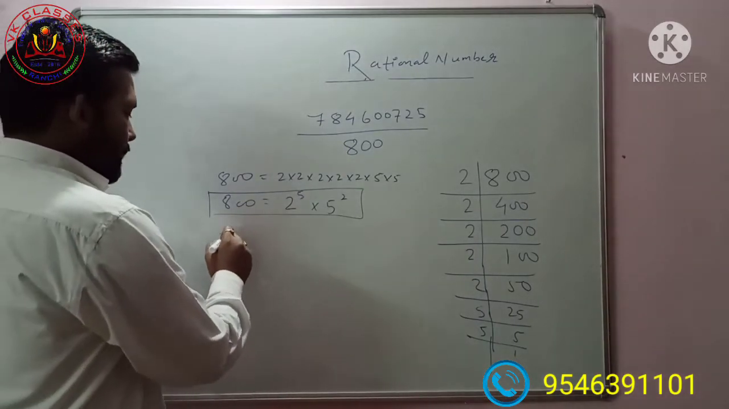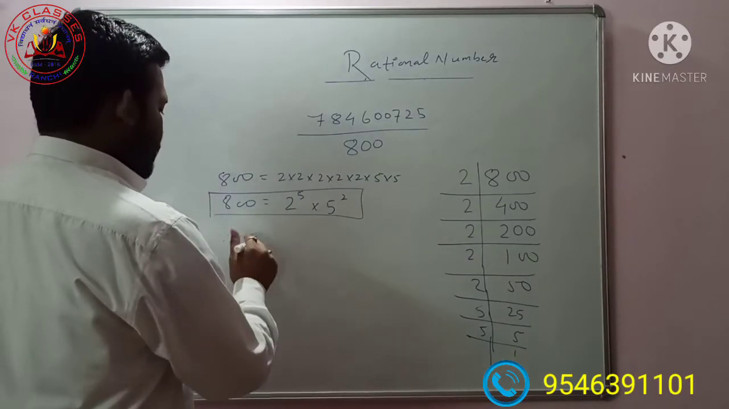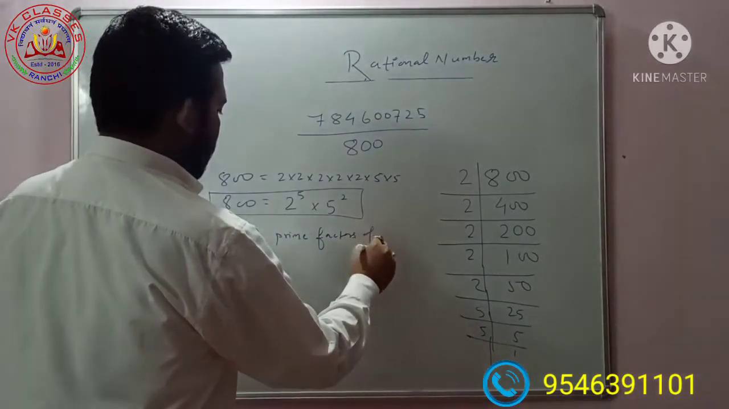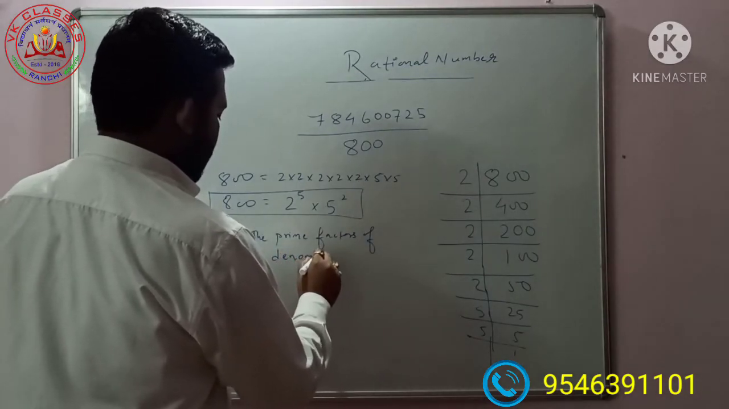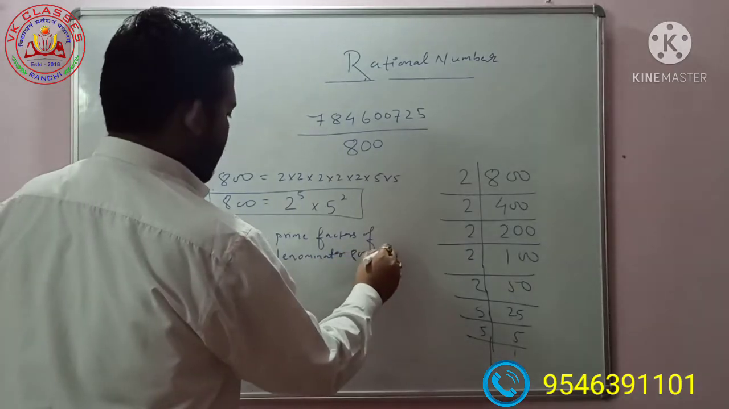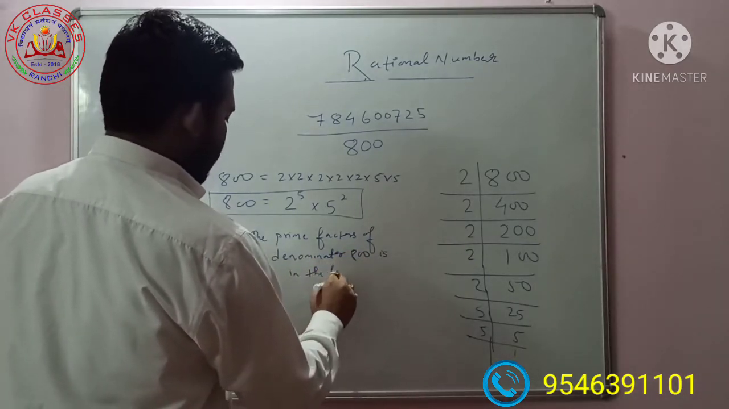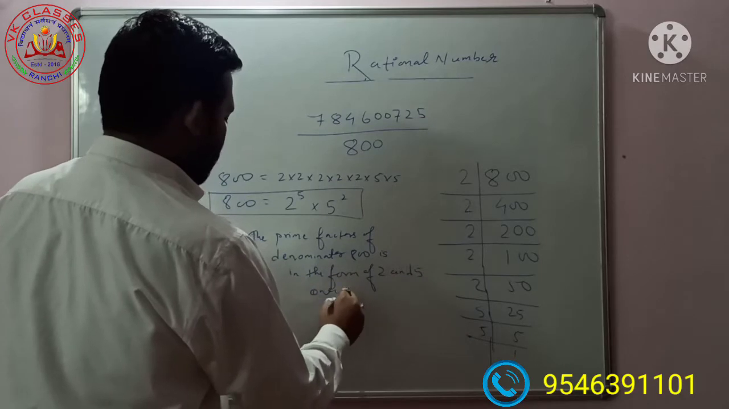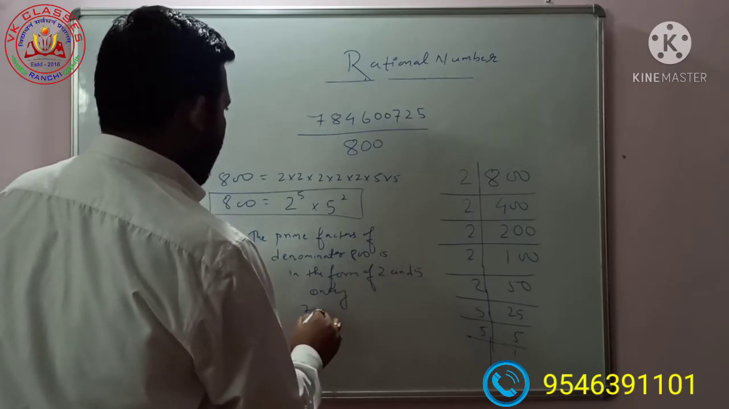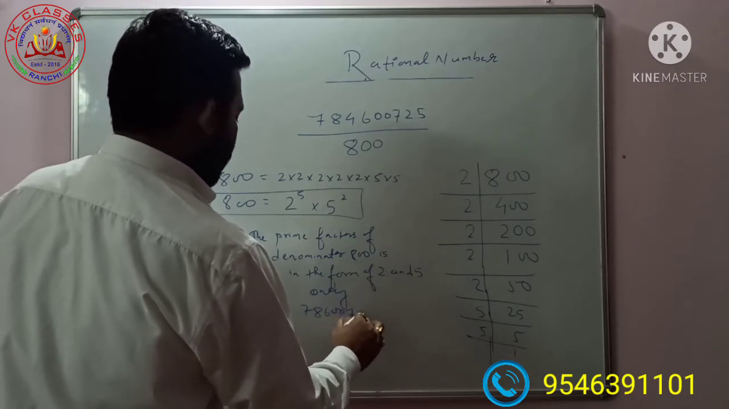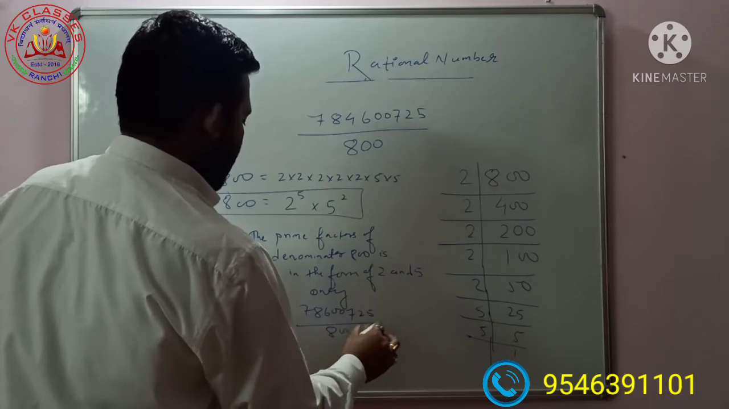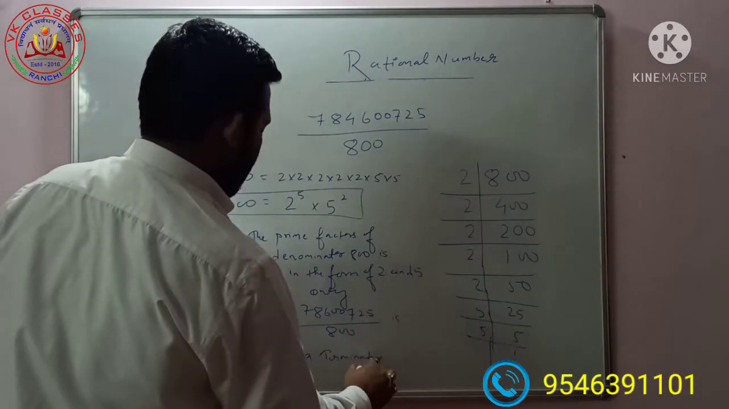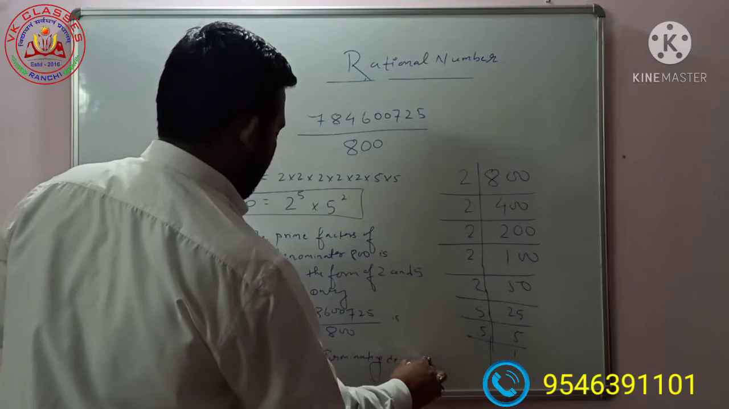So we can write: since the prime factors of the denominator 800 are of the form 2 and 5 only, therefore 784600725 by 800 is a terminating decimal, or terminating number.